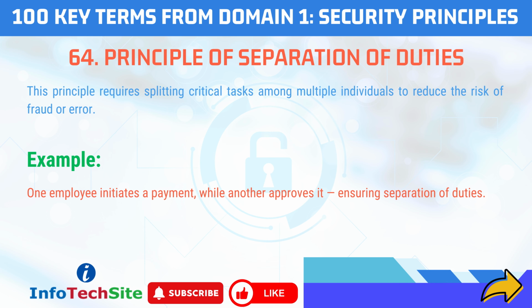64. Principle of separation of duties. This principle requires splitting critical tasks among multiple individuals to reduce the risk of fraud or error. An example includes: one employee initiates a payment, while another approves it, ensuring separation of duties.